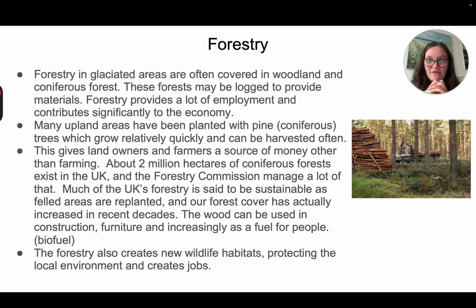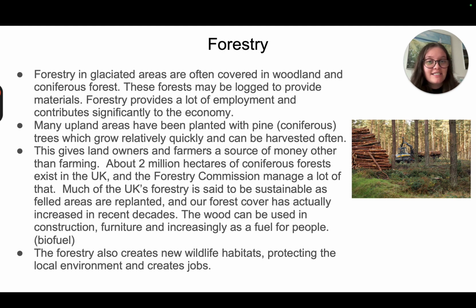Next, we have forestry. Forestry in glaciated areas are often covered in woodland and coniferous forests. These forests may be logged to provide materials, so chopped down to provide wood. Forestry also provides a lot of employment and contributes significantly to the economy in this area.